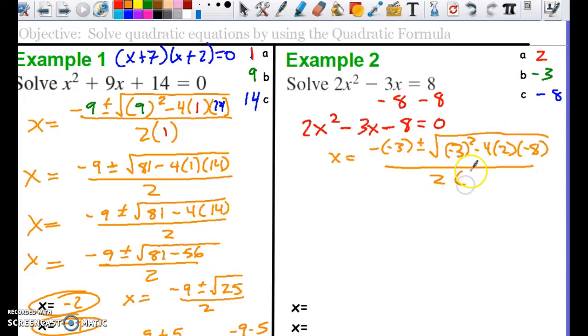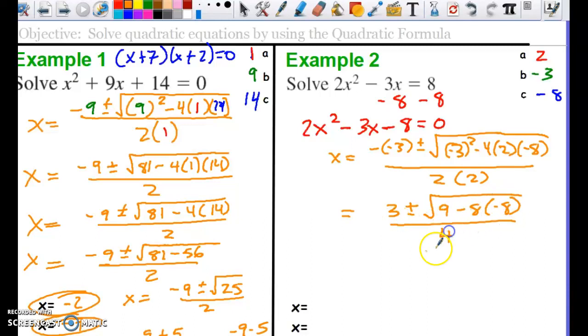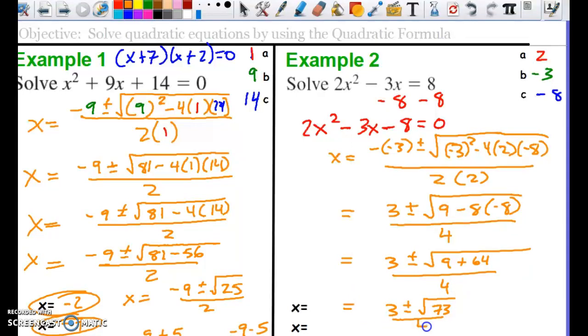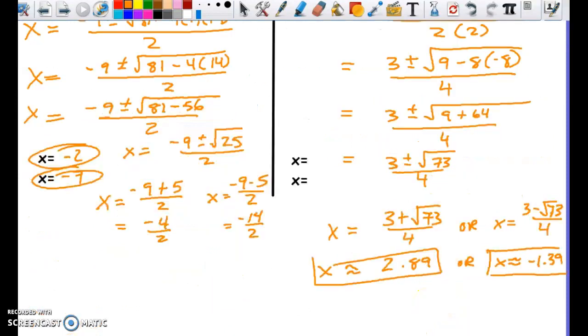Now look at what a is this time. It's not just 1, it's going to be 2. So let's simplify. Negative times a negative makes a positive 3, plus or minus the square root of negative 3 squared is 9. Negative 4 times positive 2 is negative 8, times another negative 8, all over 4. So I have 3 plus or minus the square root. Negative 8 times 8 is 64. So I have 9 plus 64, because it's a negative times a negative, all over 4. So I have 3 plus or minus the square root of 73, all over 4. I'm going to use my calculator to simplify those. I got x is either 2.89 or x is negative 1.39.